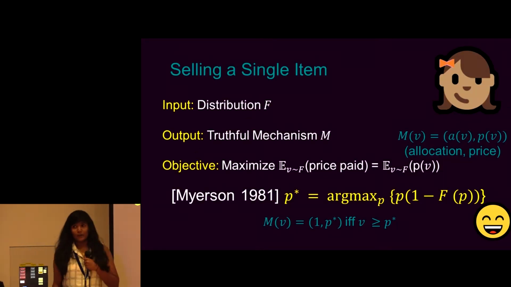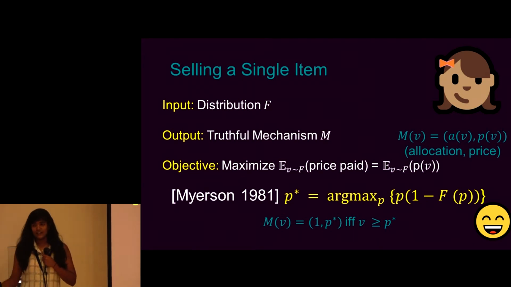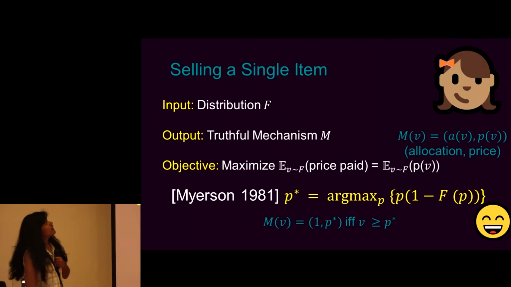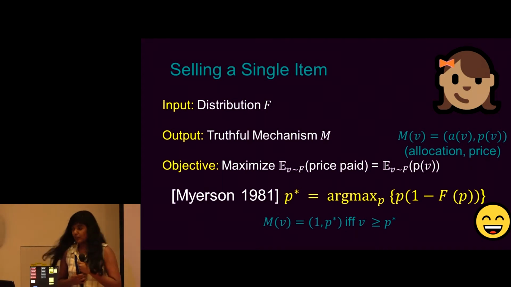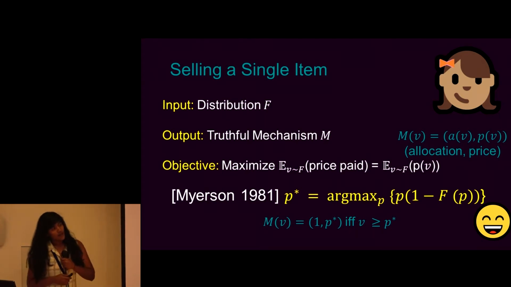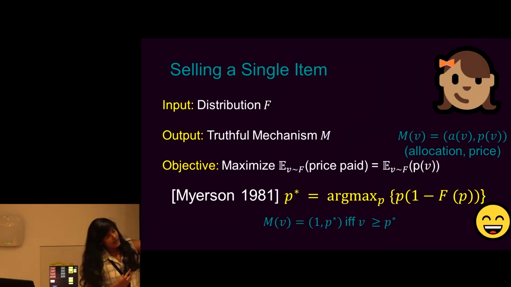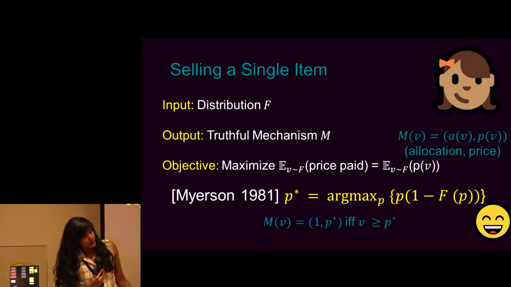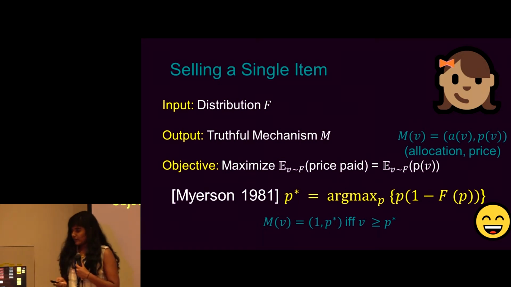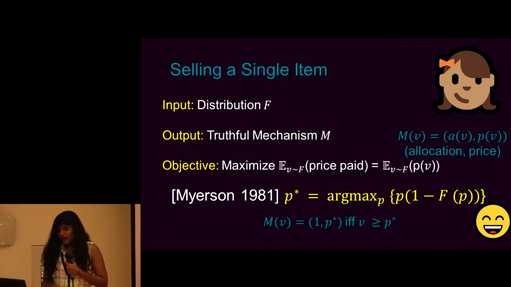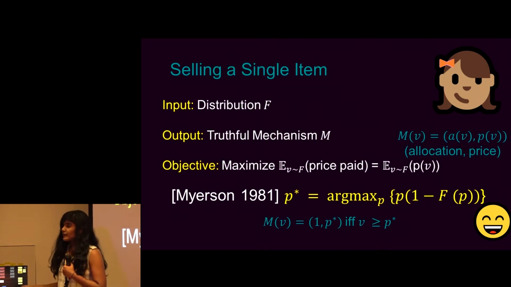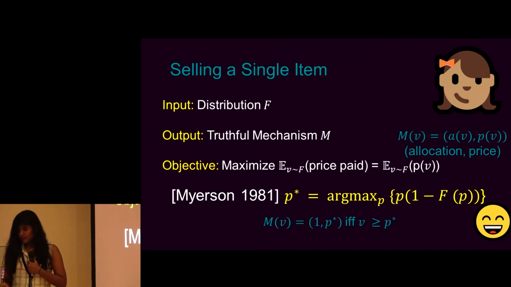And we all know the seminal work by Myerson for the single item setting. Just to make sure everybody's on the same page, here we get a distribution F as input, and we want to output a truthful mechanism M. By mechanism, I mean that for any given value, the mechanism has to output an allocation and price pair. The allocation can be a randomized lottery, and the objective is to maximize the expected revenue, so maximize the price paid by the buyer. And Myerson resolved this very nicely with a simple deterministic mechanism of a take-it-or-leave-it price.